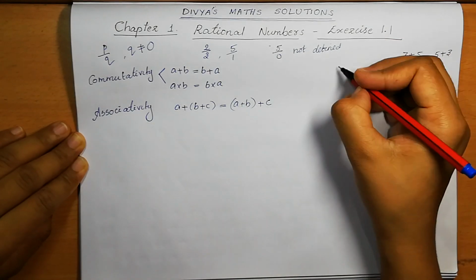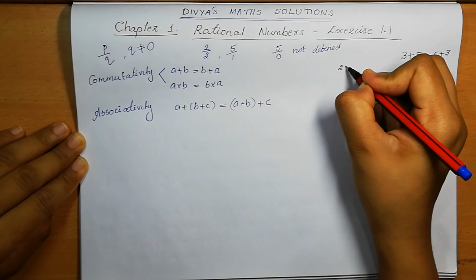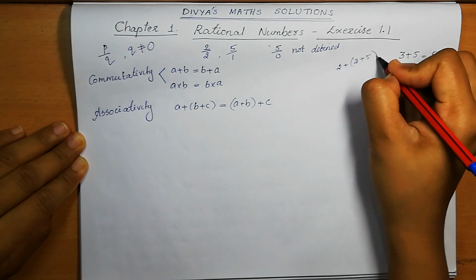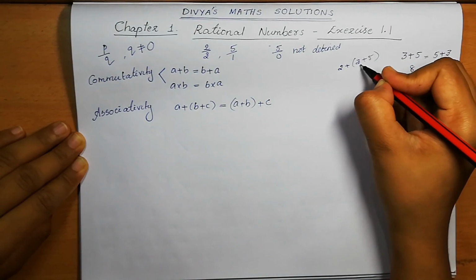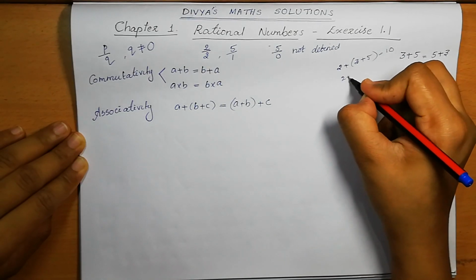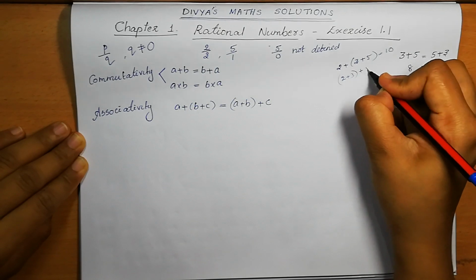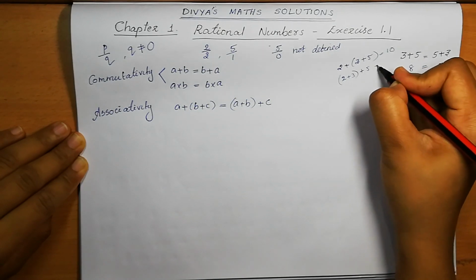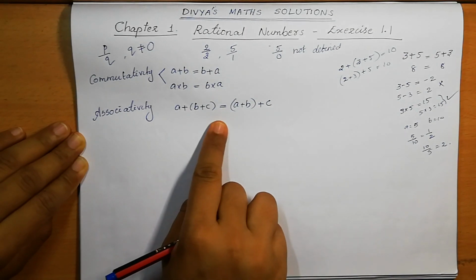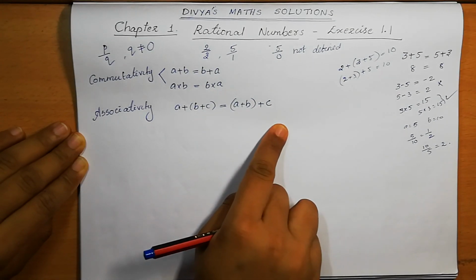We can check for numbers. Take a as 2, b as 3 and c as 5. So what is the answer? 3 plus 5 is 8, and 8 plus 2 is 10. Next, a plus b: 2 plus 3 plus 5. 2 plus 3 is 5, and 5 plus 5 is 10. Satisfying. Correct. So a plus (b plus c) is equal to (a plus b) plus c.